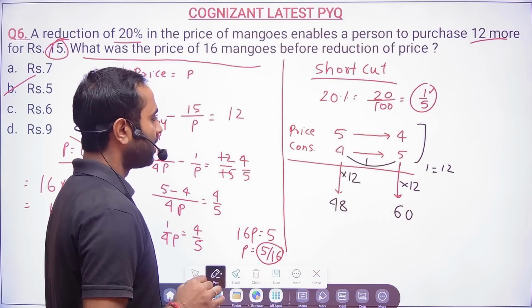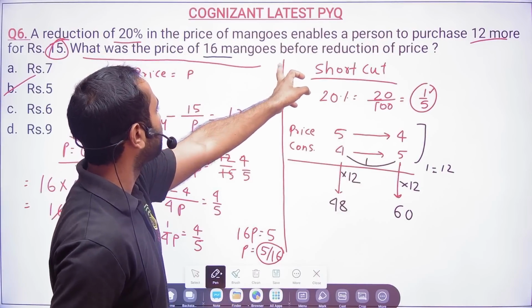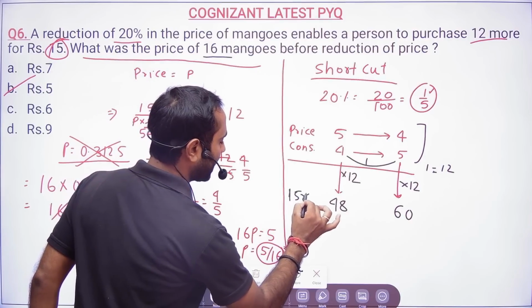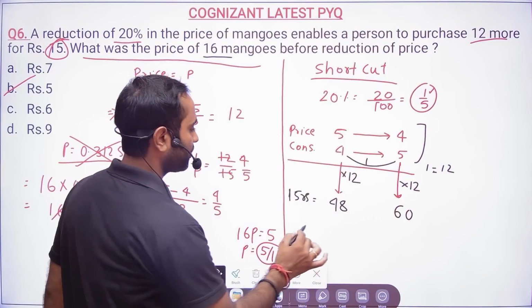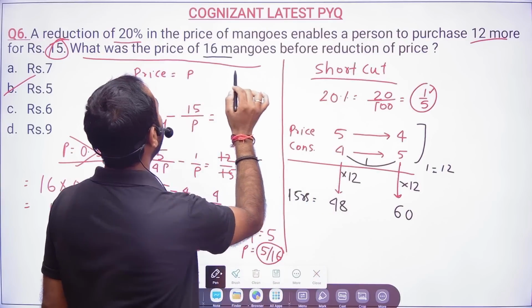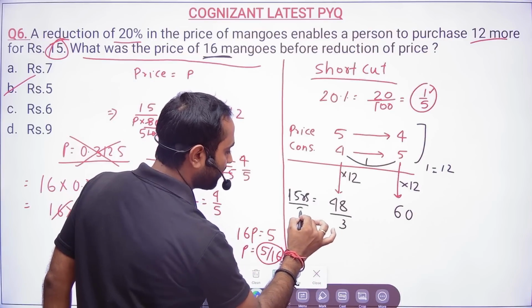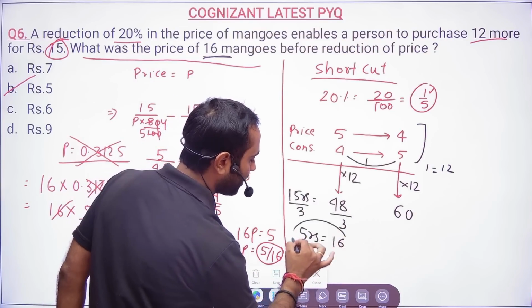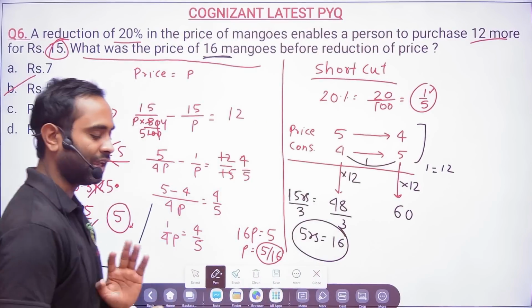Okay, fine. So they are telling, you tell me what is the price of 16 mangoes before. Earlier, in 15 rupees you were getting 48 mangoes, and now you are getting 60 mangoes. So if you want to know the price of 16 mangoes earlier, divide by 3 and divide by 3. So 5 rupees, and you were getting 16 mangoes earlier. This is what you have done after doing these equations.